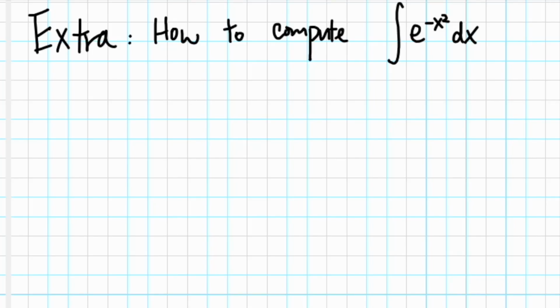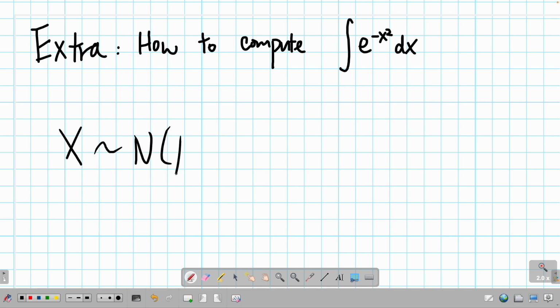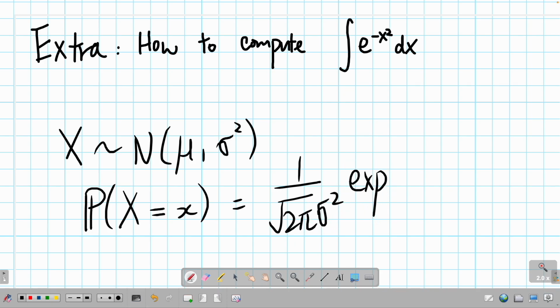This is an extra video on the Gaussian integral. Let's recall, if x is a normal random variable with expected value mu and variance sigma squared, then we know that the probability of x taking the specific value small x is 1 over square root 2 pi sigma squared, times the exponential of negative (x minus mu) squared divided by 2 sigma squared.